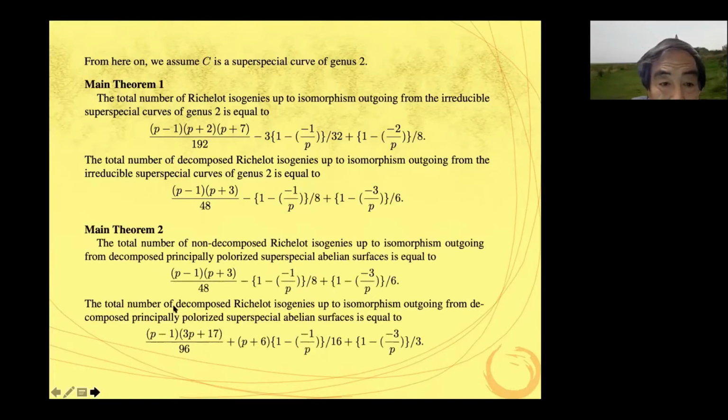So next, the total number of non-decomposed Richelot isogenies up to isomorphism outgoing from decomposed principally polarized superspecial abelian surfaces is equal to this. So the starting point is now here, a decomposed principally polarized superspecial abelian surface. And also the total number of decomposed Richelot isogenies up to isomorphism outgoing from decomposed principally polarized superspecial abelian surfaces is equal to this number. This is the main theorem in my talk today.